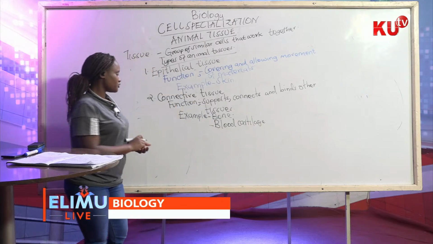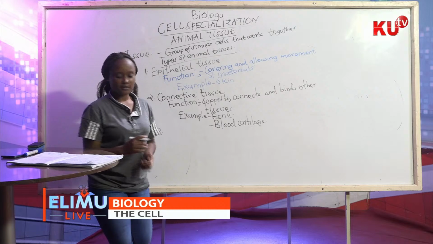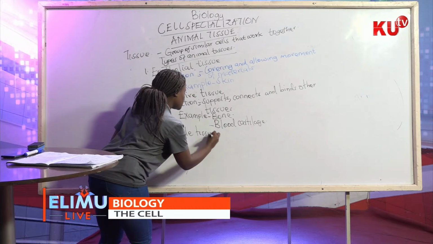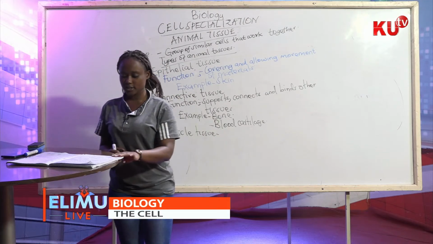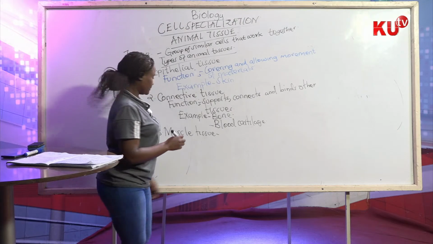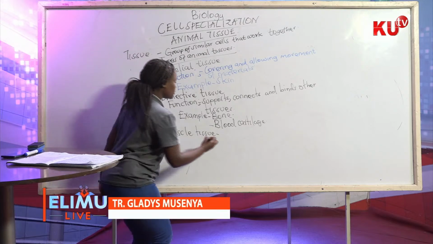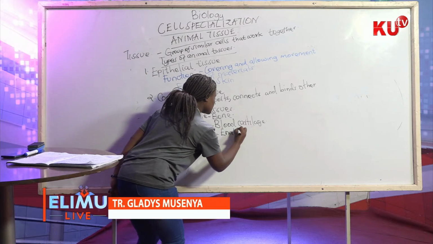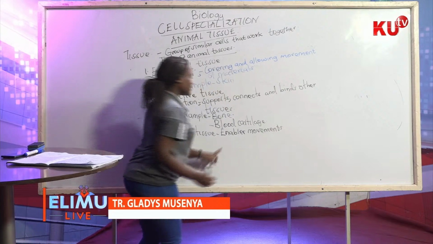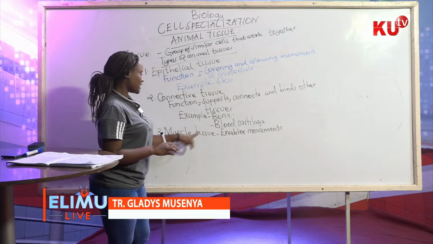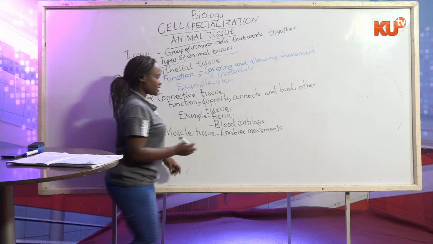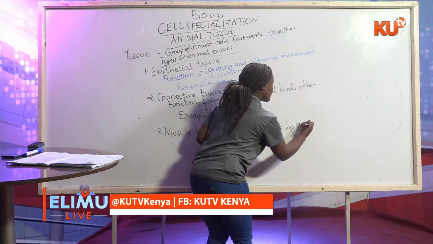That is the connective tissue. And then we go to our third, the muscle tissue. Its function is to enable movement by contracting and relaxing skeletal muscle. So the muscle tissue enables movement by contracting and relaxing.